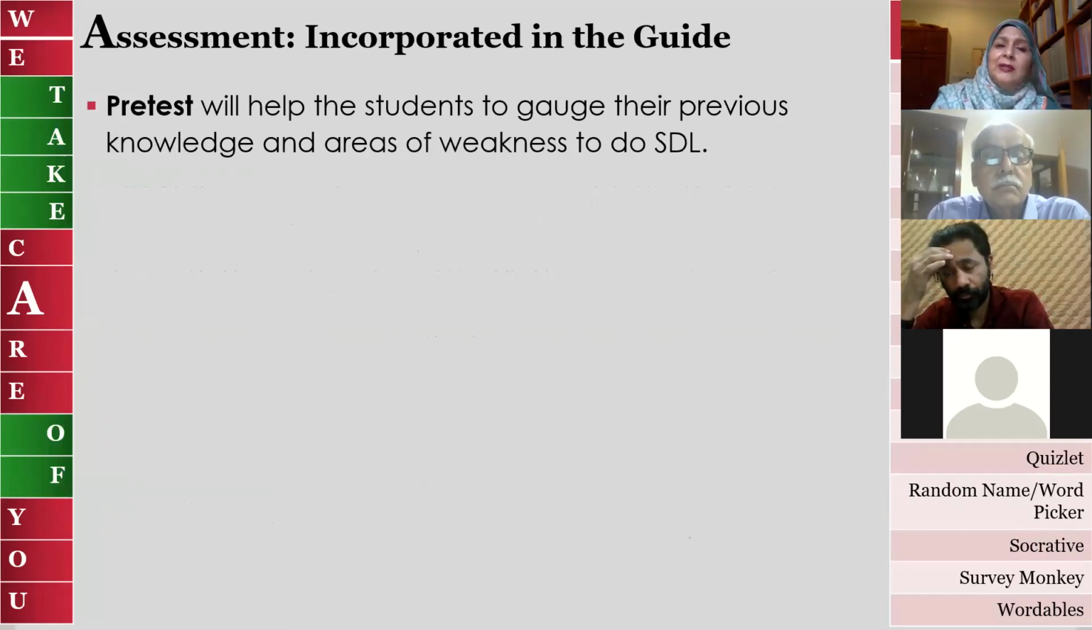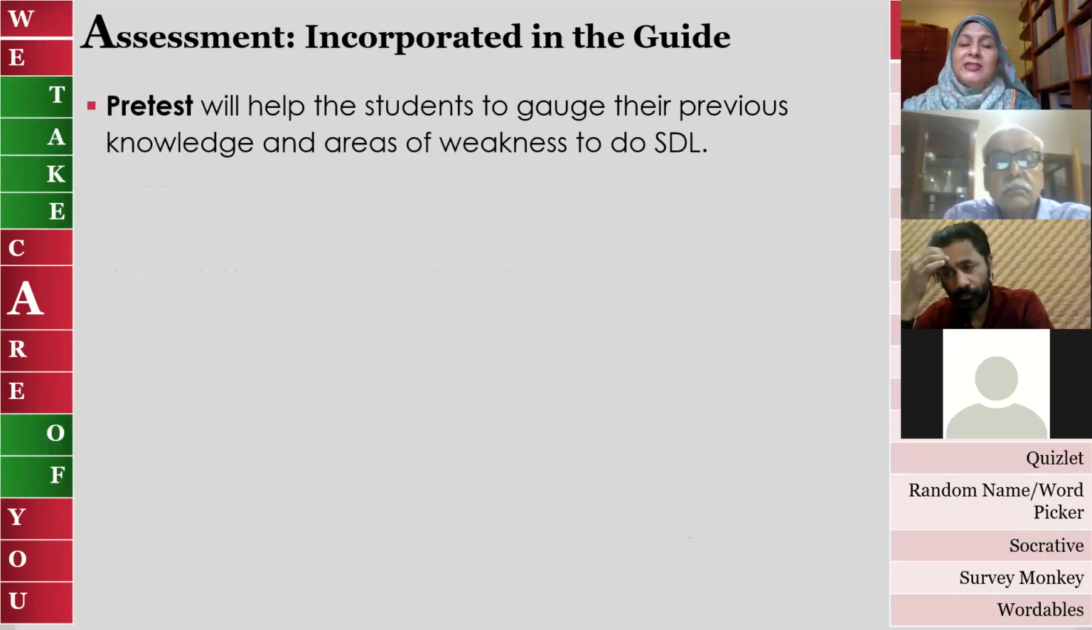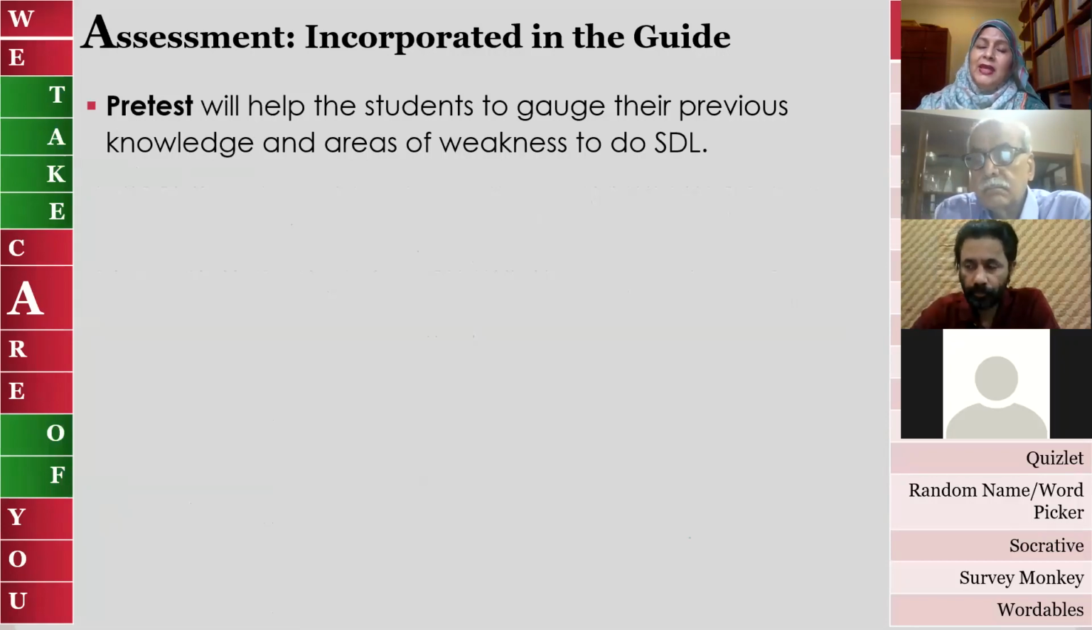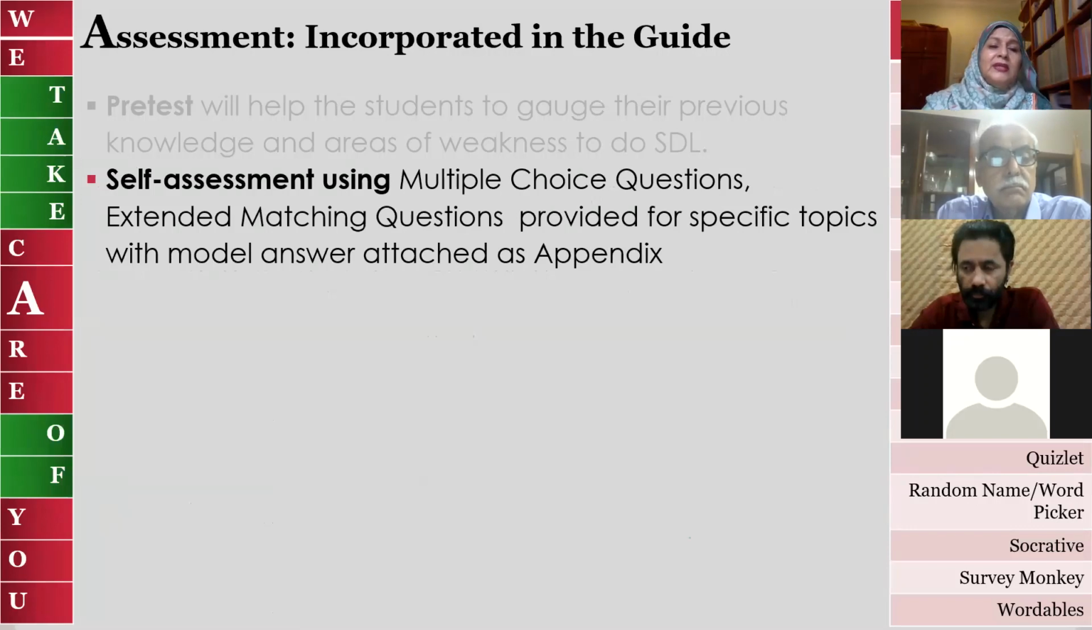Some assessments can be incorporated in the guide. The pre-test, for example: when the student comes for the module, you ask questions about the module as a pre-test and see how the students have evolved over time. Self-assessment can be used in the form of multiple choice questions and extended matching questions for the topics which have been delivered, and the answers can be attached as an appendix. The student can answer those questions anytime they want to, and then go and look for the answers.